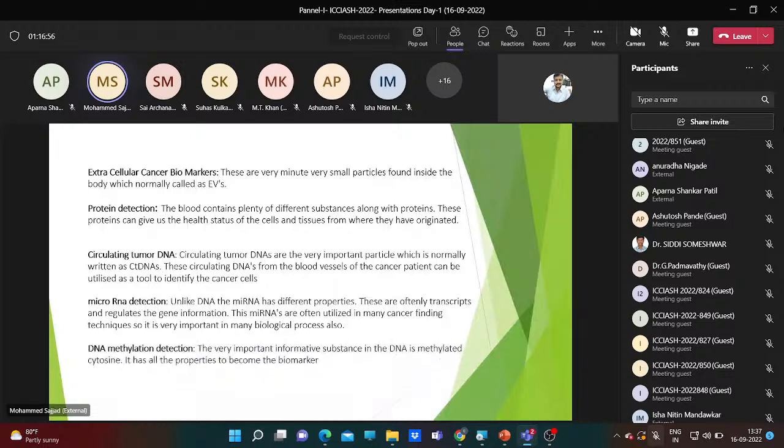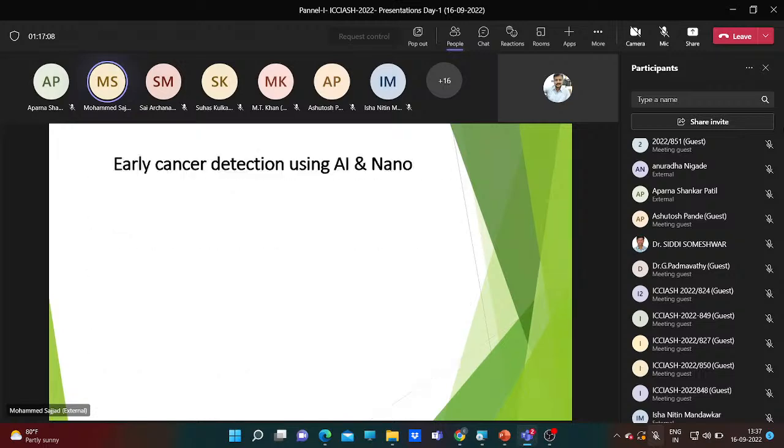The last, DNA methylation detection. The very important information substance in the DNA is methylated cytosine. It has all the properties to become a biomarker. Early cancer detection using artificial intelligence and nanotechnology.